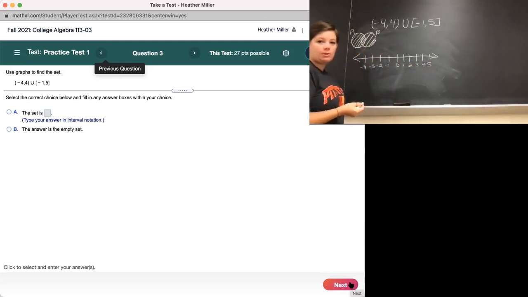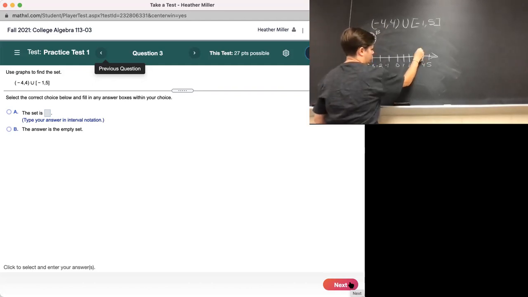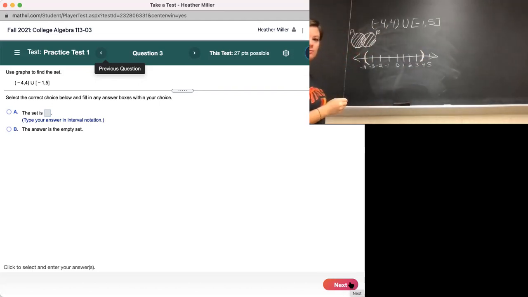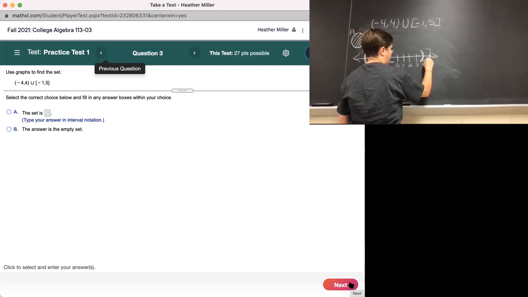Okay, so here's our number line. Our first one says -4 to +4, and those are with parentheses. So it's all of that. We're going to union that with -1, using brackets, all the way to +5.